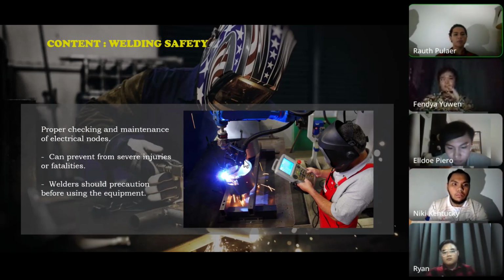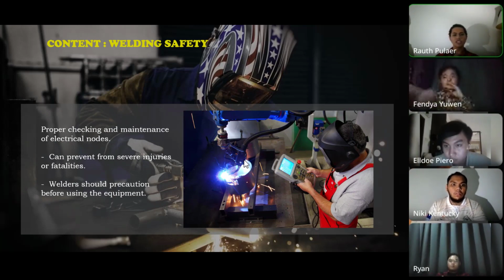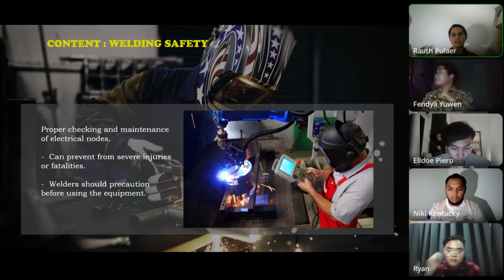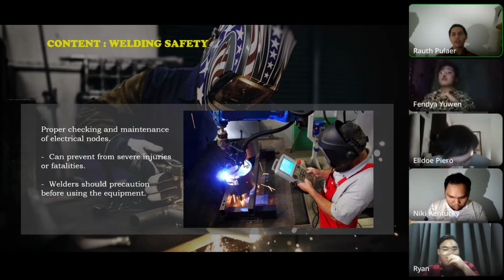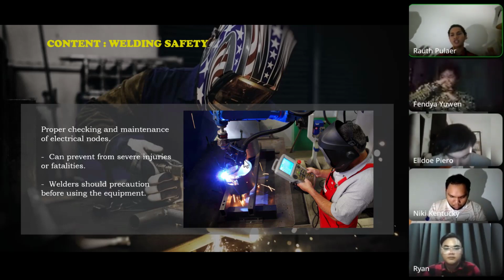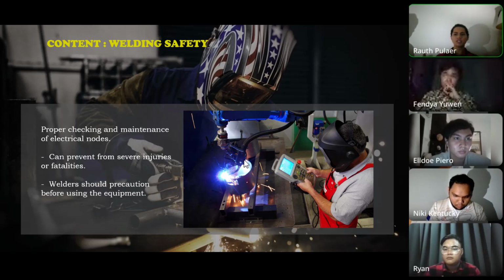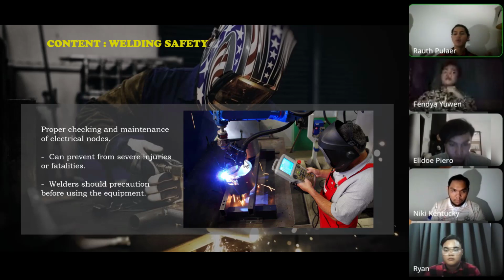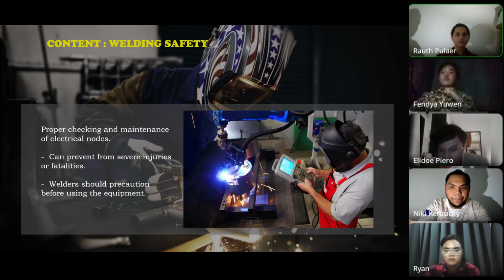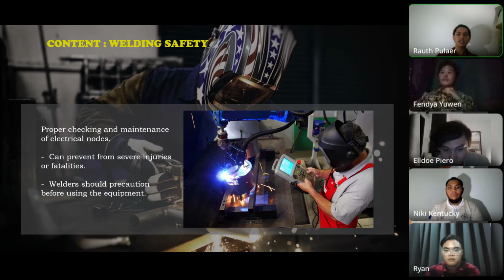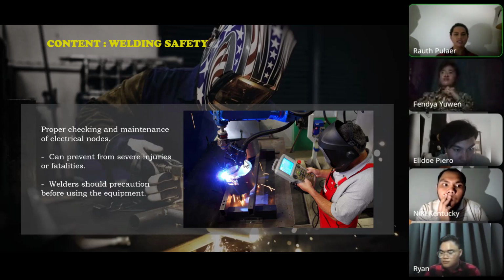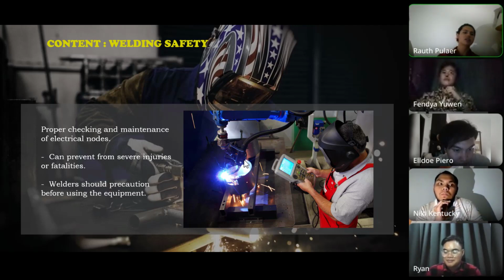Next is probably one of the most important also, proper checking and maintenance of electrodes. Welders should be aware of their tools before initiating any welding. So it is important for the employer to always be aware of their equipment. For example, the electrodes and the electric arc between the electrodes should not be damaged. If there's any damage, they should be replaced, and so on.